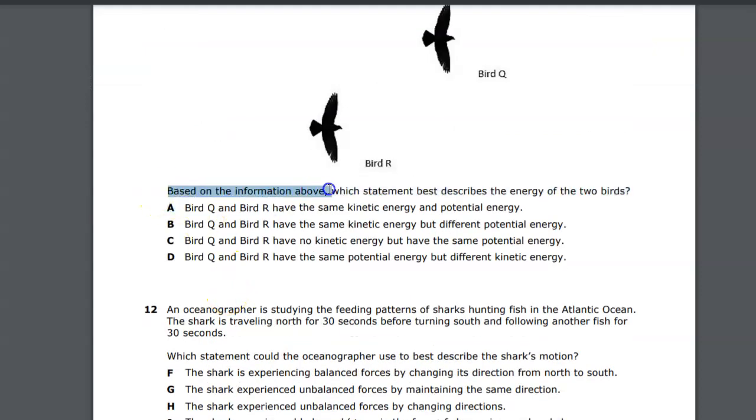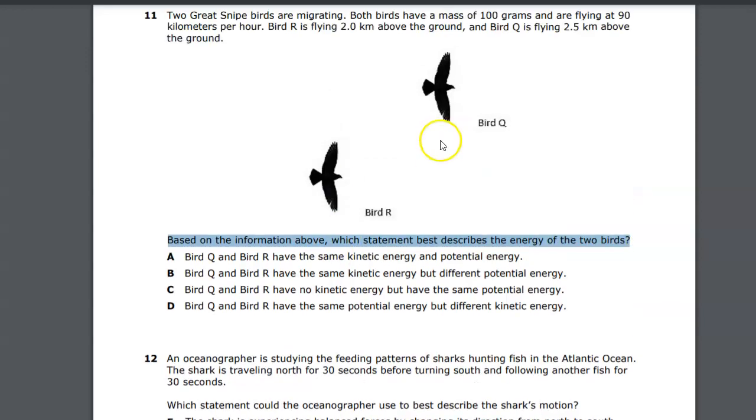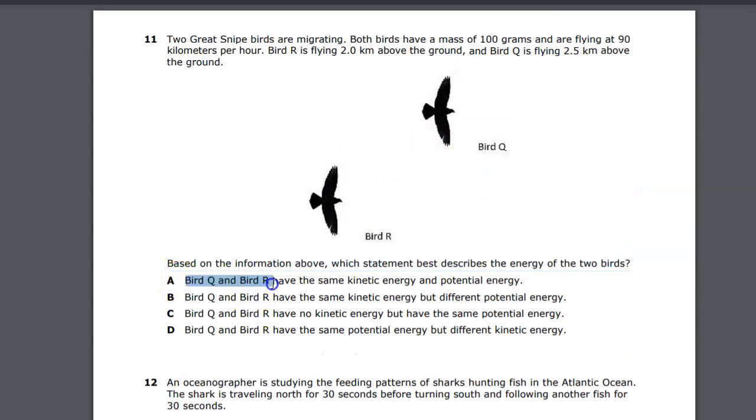Based on the information above, which statement best describes the energy of the two birds? Is it bird Q and R have the same kinetic energy and potential energy? Is it bird Q and bird R have the same kinetic energy but different potential energy? Is it bird Q and R have no kinetic energy but have the same potential energy? Or is it bird Q and R have the same potential energy but different kinetic energy?